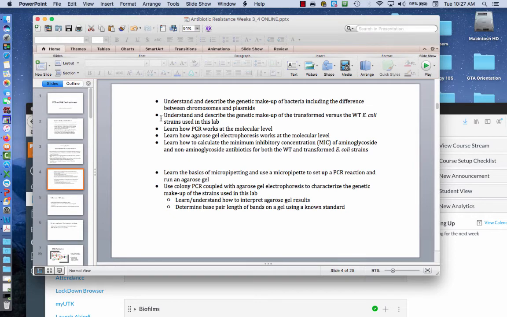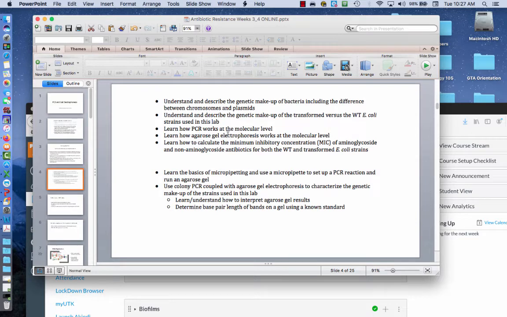These are some more detailed learning objectives for you all as far as this module goes. We do want to add in some more details about the genetic makeup of bacteria because this is a genetic characterization of the bacteria. That's what PCR is doing. So we want you to understand the difference in the genetic makeup of the transformed strain. Basically, it has the transferase gene compared to the wild-type E. coli, which does not have the transferase gene.